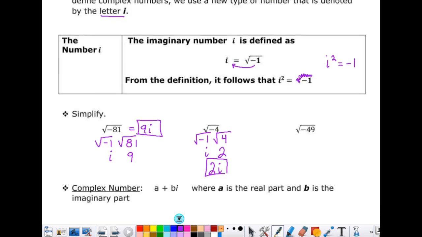So from that we can conclude anytime you have a negative, you can just pull it out from underneath the square root sign. You can just pull that negative out and call it an i. And then the square root of 49 is 7. So you have 7i.